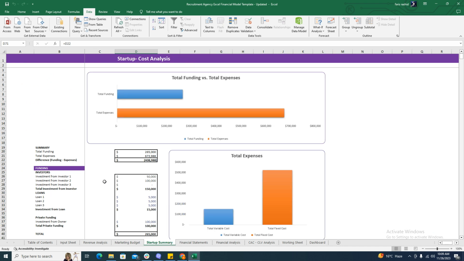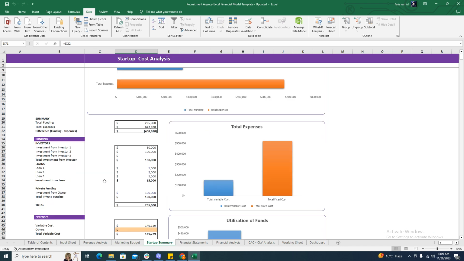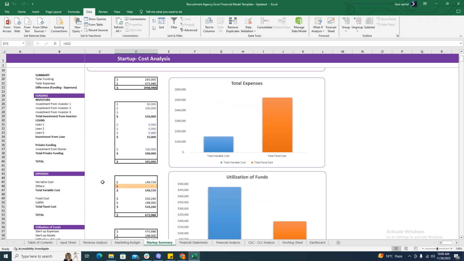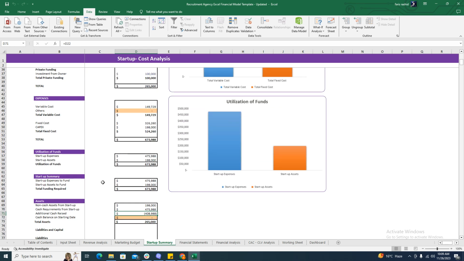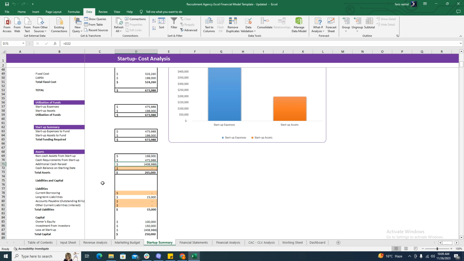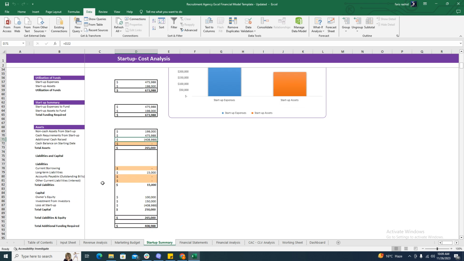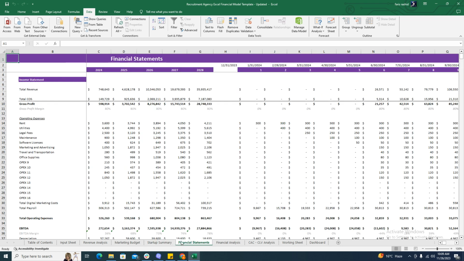The startup summary gives you the summary on the total fundings, the total expenses of the business in the first year. It also shows the assets, total assets and total liabilities and equity of the business in the first year. Then comes the financial statements. This includes the income statement.